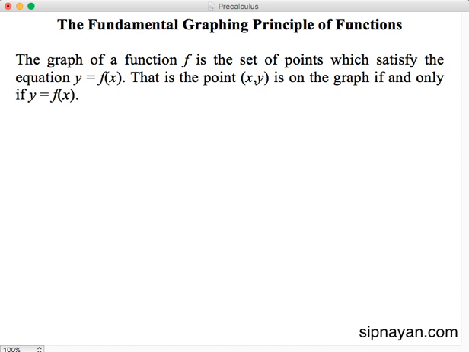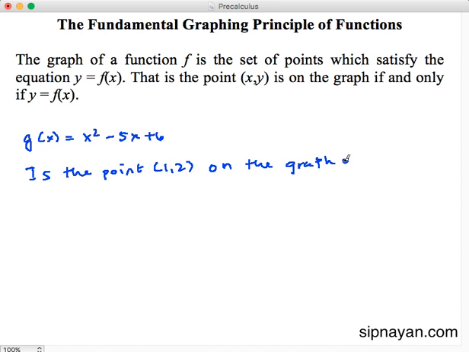So, let's have g of x equals x squared minus 5x plus 6. Now, ang tanong natin dito is, is the point (1, 2) on the graph of g? Pag yung point ba na (1, 2), nasa graph ba nito? Well, based on this, we can just substitute. We can substitute g of 1. Kasi ang g of 1 natin dapat mag-equal siya sa y, which is 2. So pag nag-equal yun, ibig sabihin nandito siya. So we will check if g of 1 is equal to 2. Pag yes, then the point is on the graph.